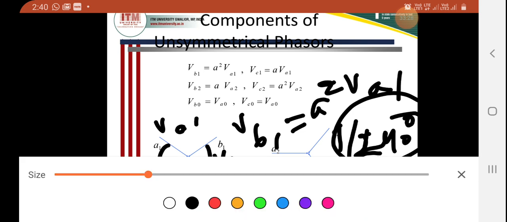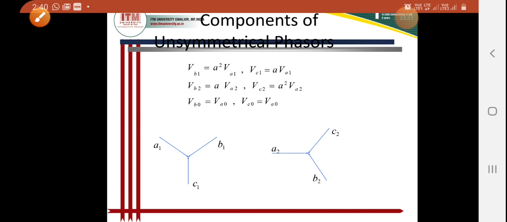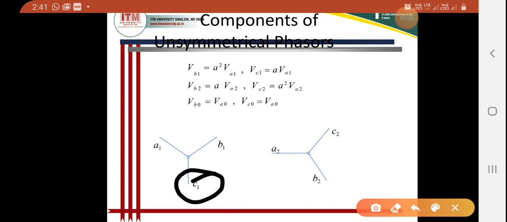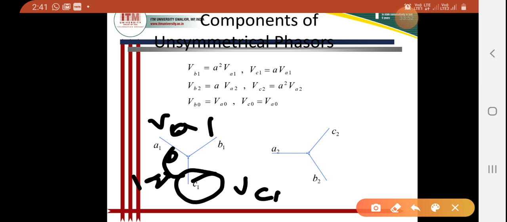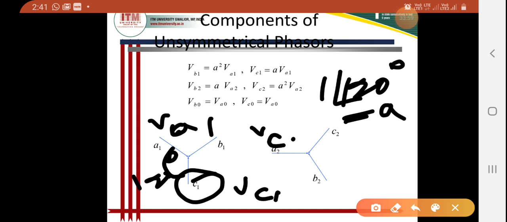Similarly, suppose I want to talk about our VC1 and here VA1. Suppose I want to write VC1 in the form of VA1. What is the angle between them? 120 degree. If I talk about 120 degree, that is our operator A. So I can write VC1 as A VA1. Getting?